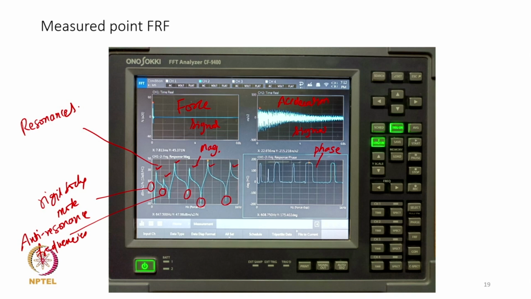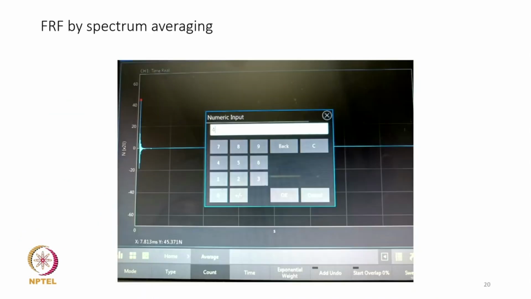We see that there is not much noise in the two plots, right. But let us also try to see that if we are interested to measure FRF by spectrum averaging, then how that can be done. So the first thing we need to decide is the number of averages, right. So you can see here we need to decide the count, that is the number of averages, and that we have chosen as 4. 4 averages we have taken for the purpose of demonstration.